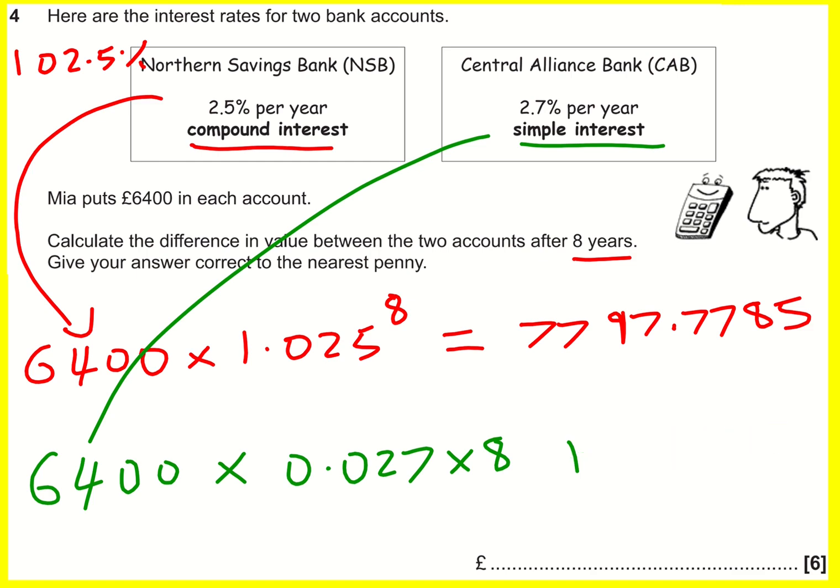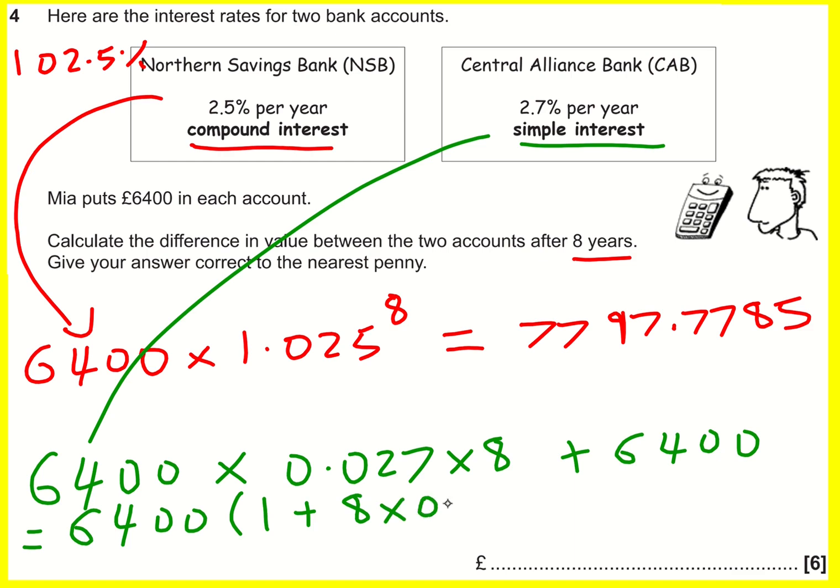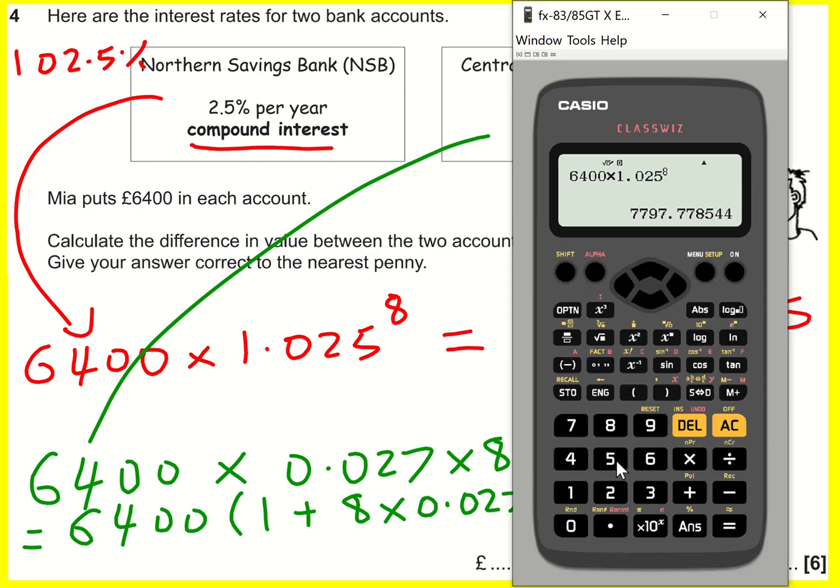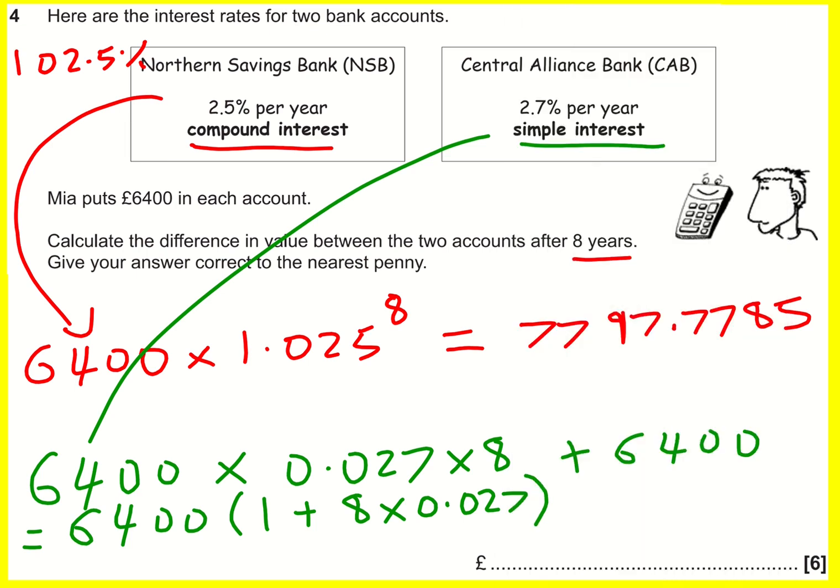6,400 on. That's 6,400. And one way you sometimes see it written is that it's 6,400 times 1 plus 8 times the interest rate. You may have covered it like this. It's the same thing, I've just factorized out the 6,400. So I figure that one out. I get 7782.4.